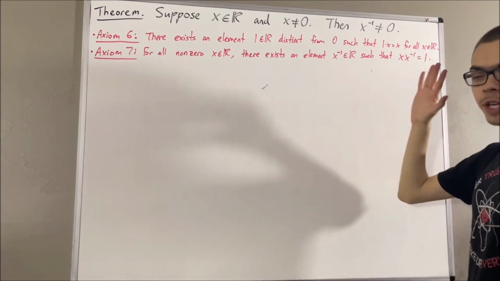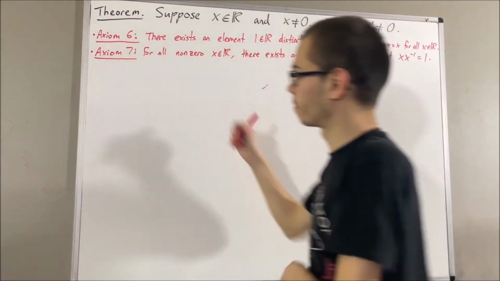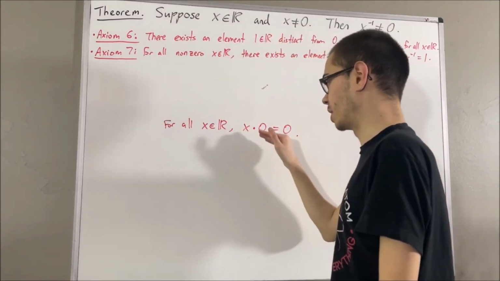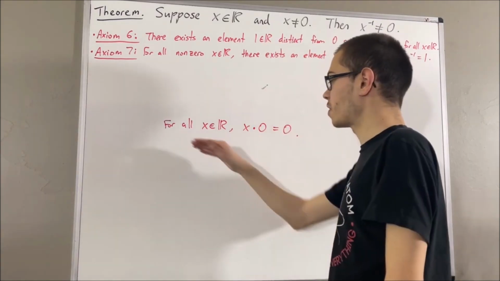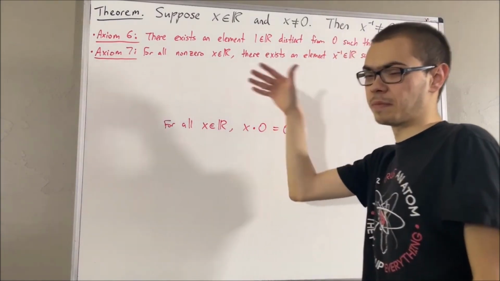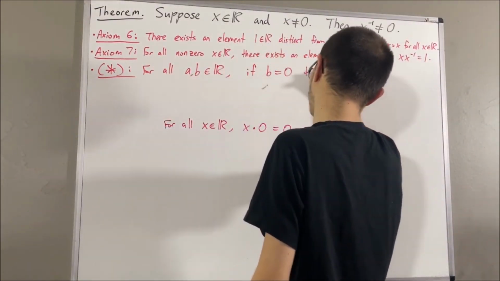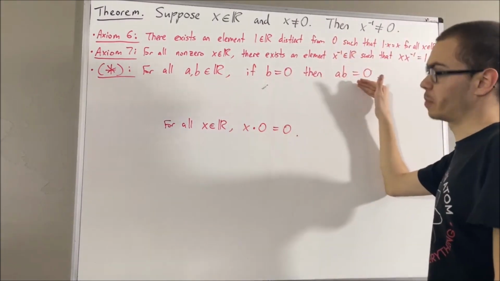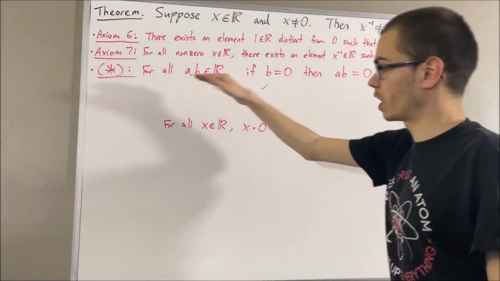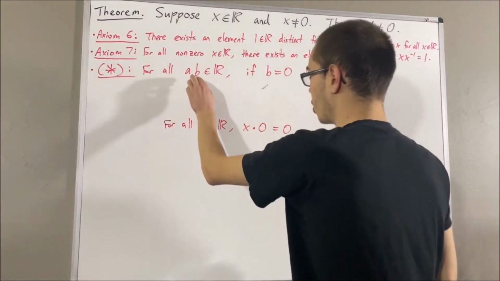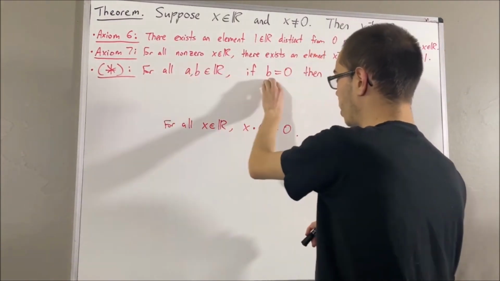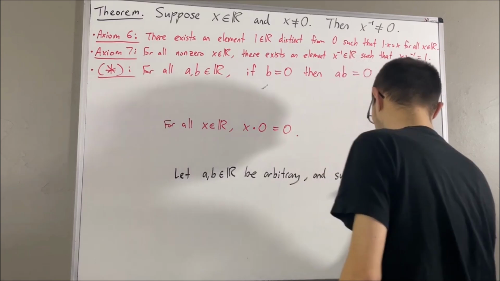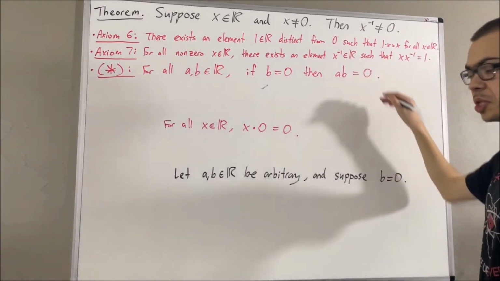Now at this point, we have also proven the following fact. We have proven for all real numbers x, x times 0 is equal to 0. And from this fact, we get the following result immediately. For all real numbers a and b, if b is equal to 0, then a times b is equal to 0. The reason why this is true is because if we consider two arbitrary real numbers a and b, and we suppose b is equal to 0, then it's easy to show that a times b is equal to 0.